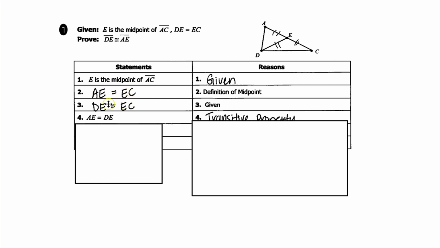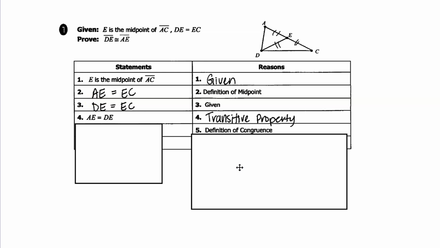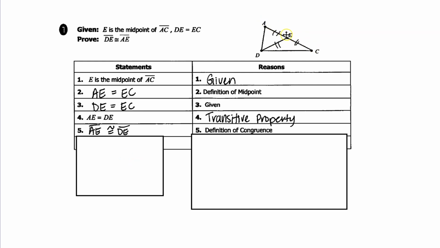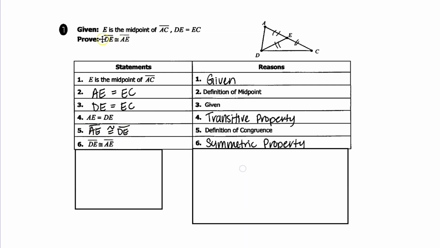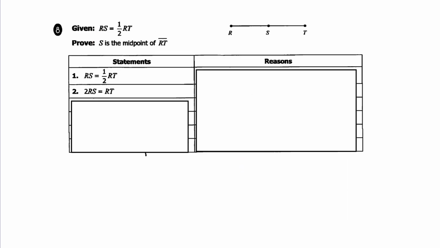All we're doing, if we eliminate this, we're left with these two. Then we have the definition of a midpoint. Well, that would make AE equal to EC. AE equal to DE. Oh, definition of congruence, excuse me. That is this statement right here. And then finally, you're given DE is congruent to AE, and that's just a symmetric property. All they've done is flipped it around to make it match what it's asking for. These proofs can be somewhat clumsy sometimes.